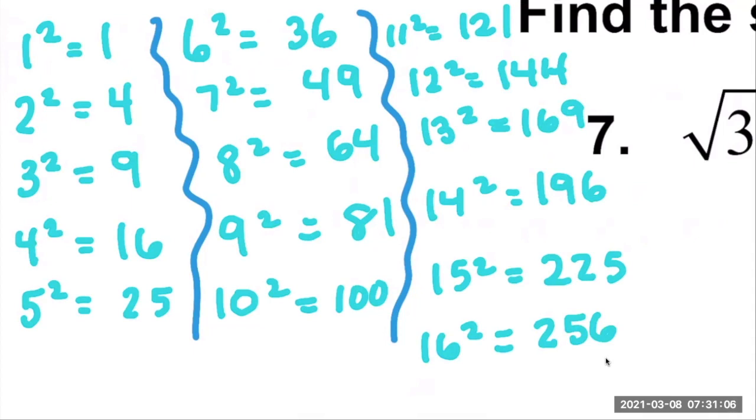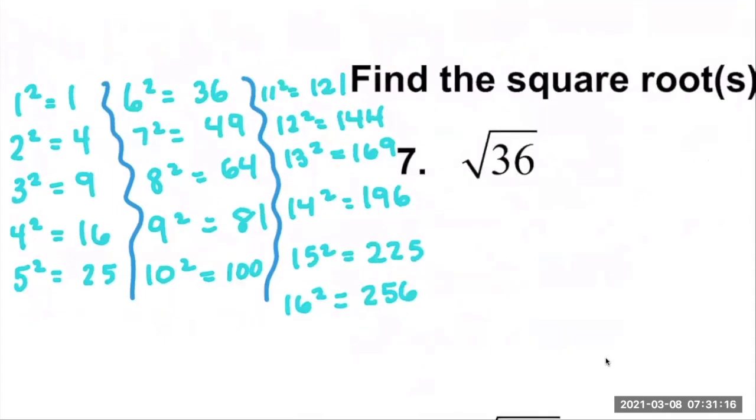Those are going to be so important to have, and make sure that you guys do truly know them, because when doing these next few questions, if you know that answer, it's going to take you no time at all. So for example, number 7, the square root of 36. That's just equal to 6.